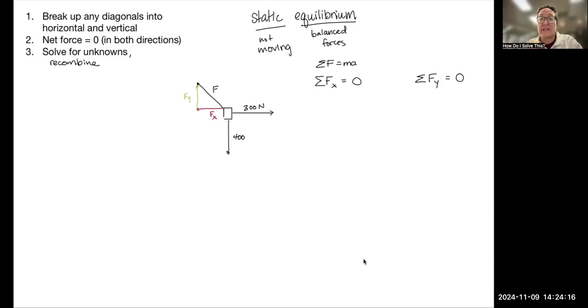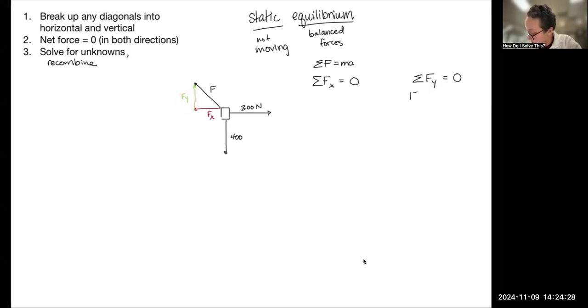And again, to make our life easier, we're going to do this separately in the x direction and the y direction. So let's take a look at all of the vertical forces we have going on. We have Fy, which is pointing upwards over here, so I'm going to make that positive. And then I also have this 400 Newton force down here that's negative. So minus 400. And what I know is that Fy minus 400 has to equal 0. Now, what does this tell me? Well, it's pretty straightforward in this case. It tells me that Fy equals 400.